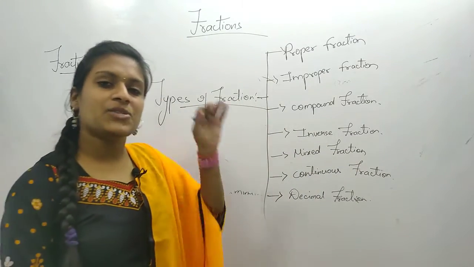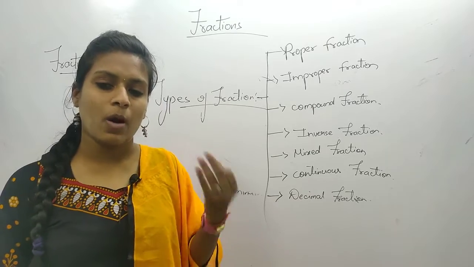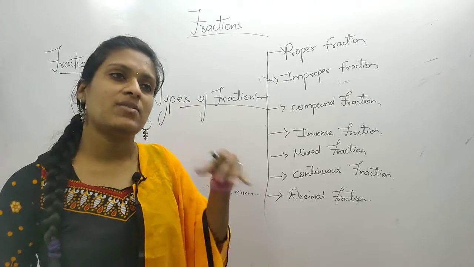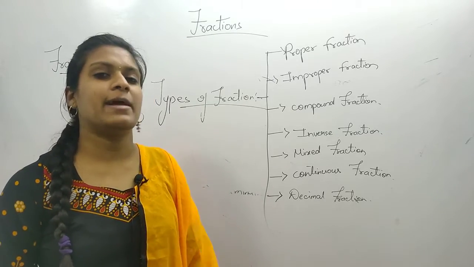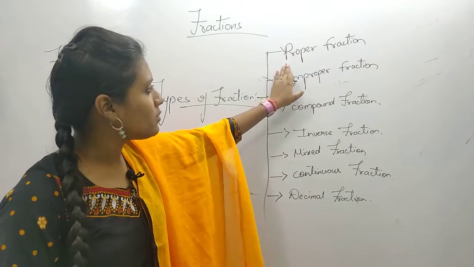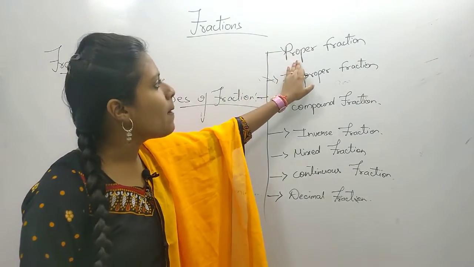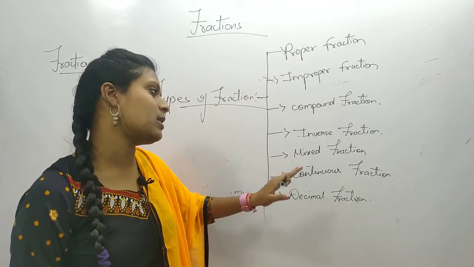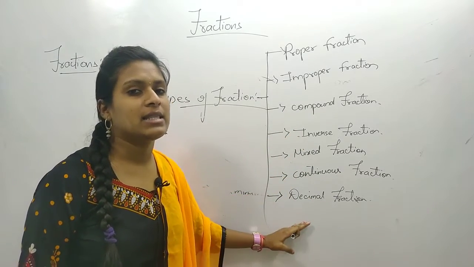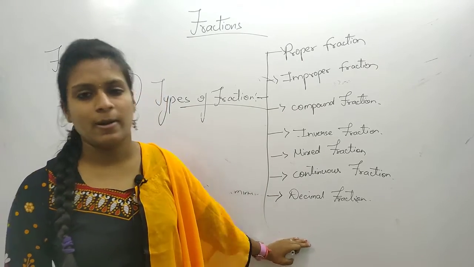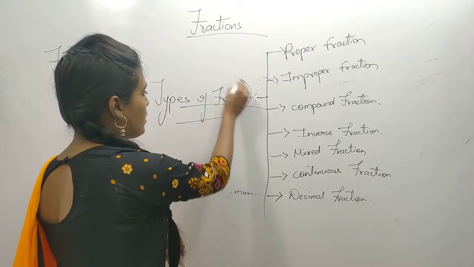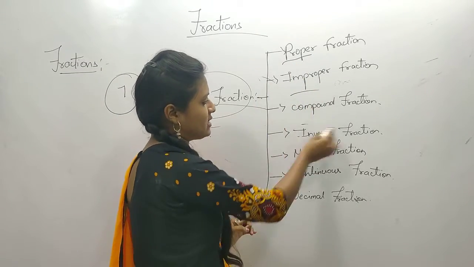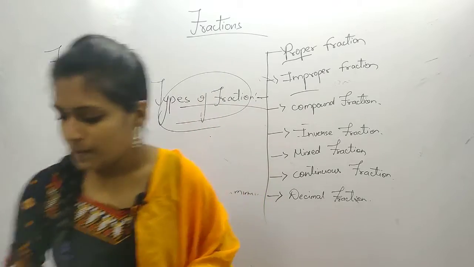Please note this point. It is very important when you are going to competitive or simple exams, ICSE exams also. They can ask the questions, what is a fraction? What are the different types of fractions? You can say there are 7 types of fractions. What are they? Proper fraction, improper fraction, compound fraction, inverse fraction, mixed fraction, continuous fraction, and the final one is decimal fraction. Now we know about types of fraction. Now let's know what is proper, what is improper, what is compound, and the rest.